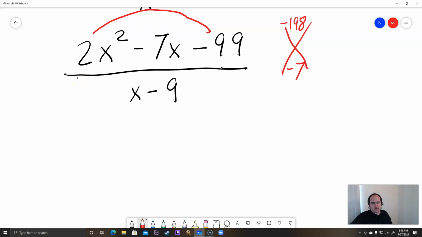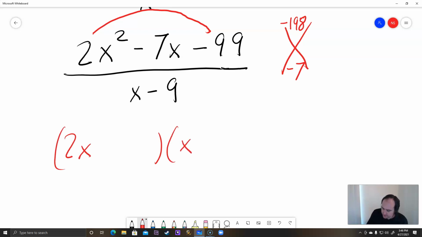So for example, in order to get 2x squared, we know that we're going to need a 2x and an x. Now why do we know that? Well, 2x times x gives you 2x squared when you're using FOIL. So we know that already. And then it's just a question of numbers that multiply to negative 99. I would think of 9 and 11. And those are 2 apart.